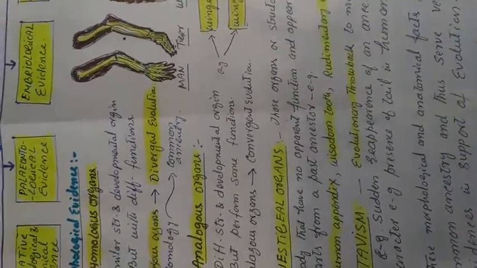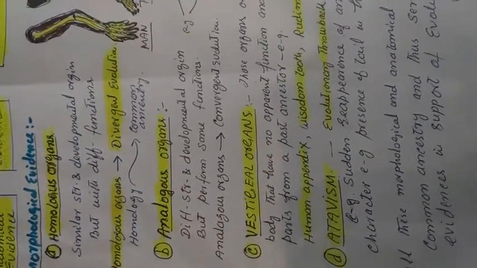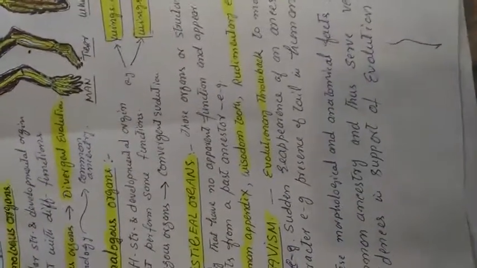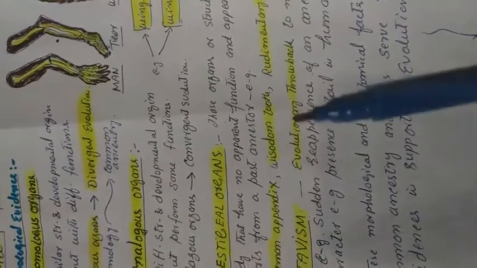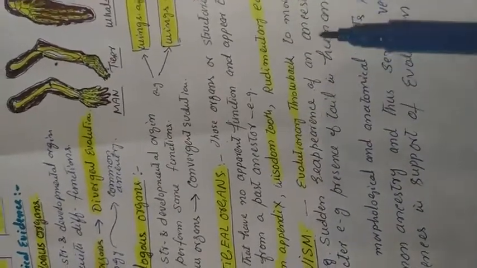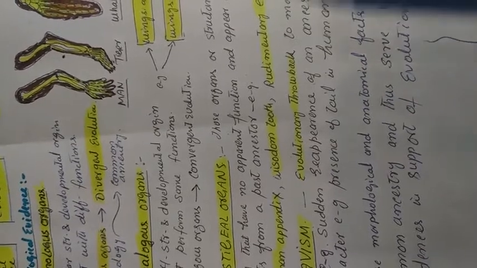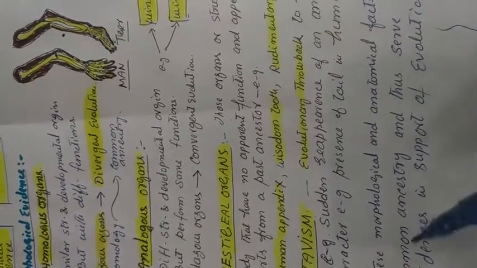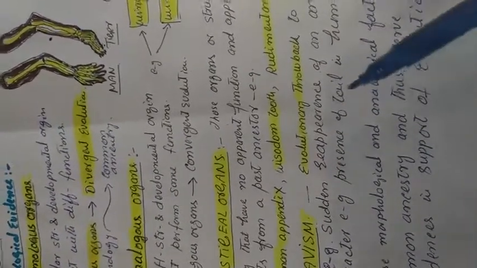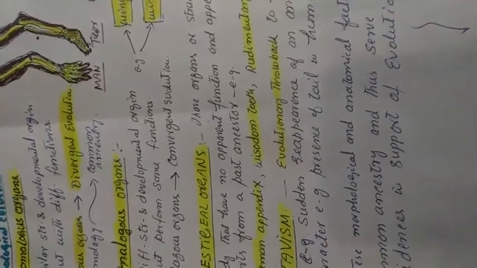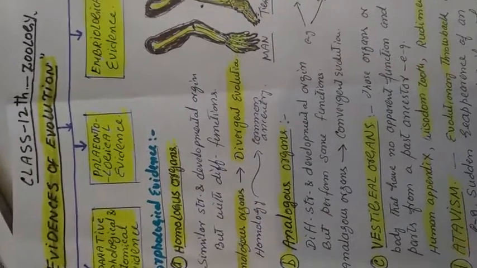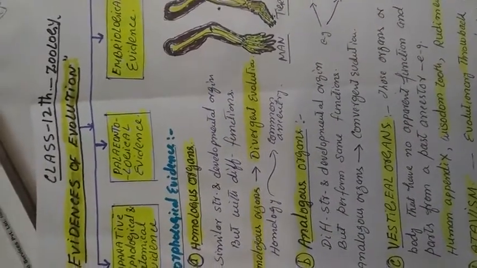Now, the last and very important morphological evidence in support of evolution is atavism. Atavism is the evolutionary throwback to more primitive times, for example, sudden reappearance of an ancestral organ or character. For instance, presence of a tail in the human body. Now, all these morphological and anatomical facts point towards the common ancestry and thus serve as very strong evidences in support of evolution.